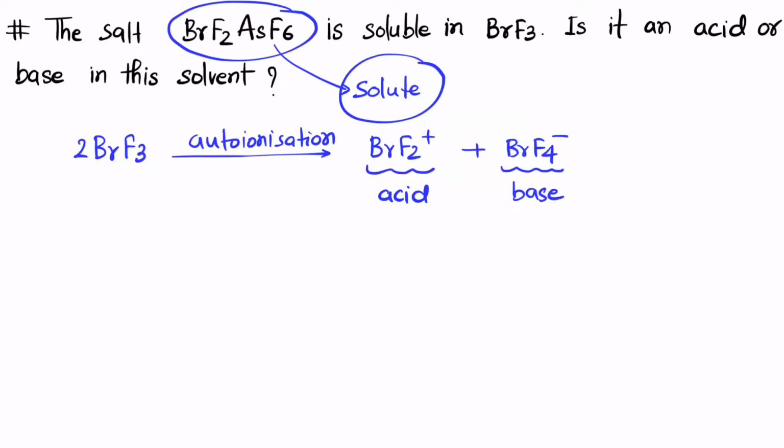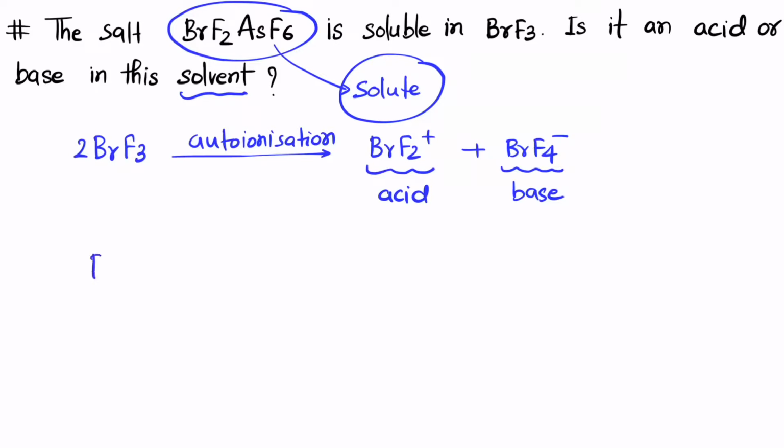That is the concept. So in this type of question, first we have to do the auto ionization of the solvent, and then we have to figure out the cation and anion in that. If the salt is producing the cation, then the salt will behave like an acid. And if it is increasing the concentration of the anion, then it will behave like a base.